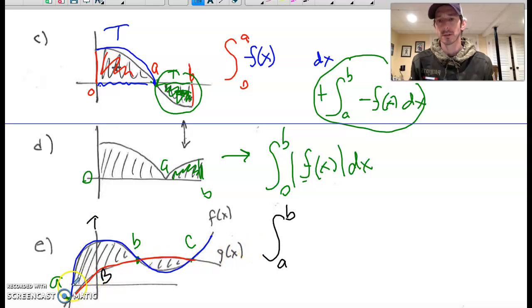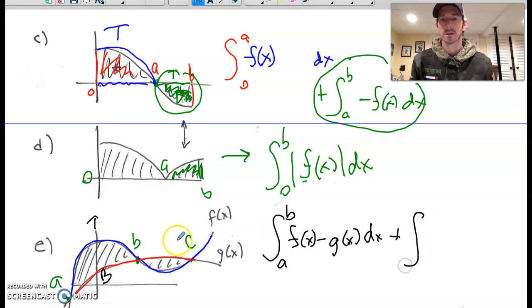So in this particular case, the top is my blue function, which is f of x. So this would be f of x minus the red function, which is g of x. And I'll put my little dx in there, plus the second piece, so I just took care of all of this. The second piece starts from b and goes to c. So I have a second piece in here. And now the red function is clearly on top. That's g of x. So I've got to do top minus bottom.